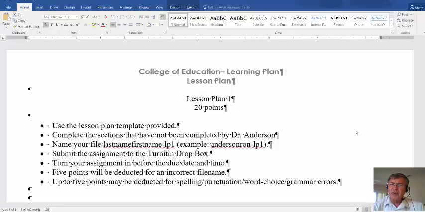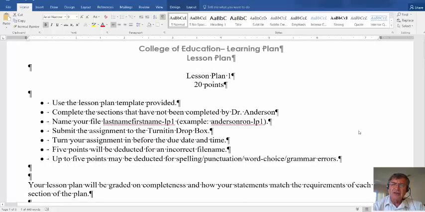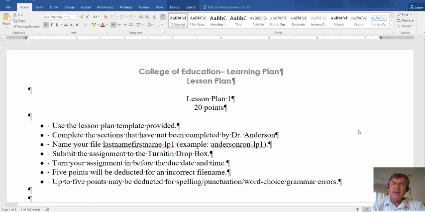The assignment is worth 20 points. There's also a video assignment that goes along with it, which is worth another 20 points. And so you work on that as well. So go ahead and create your lesson plan and then do your video also.